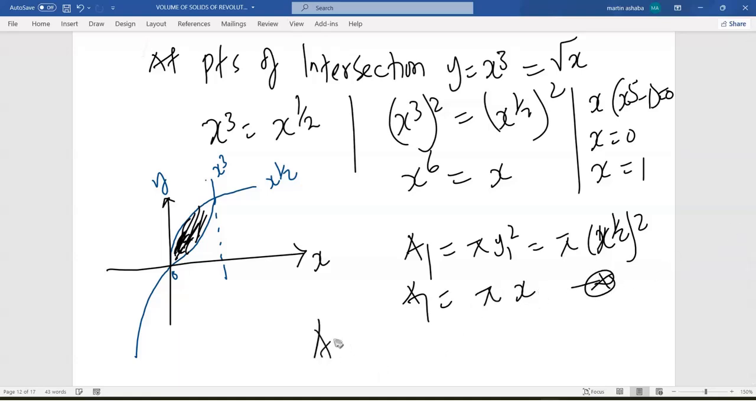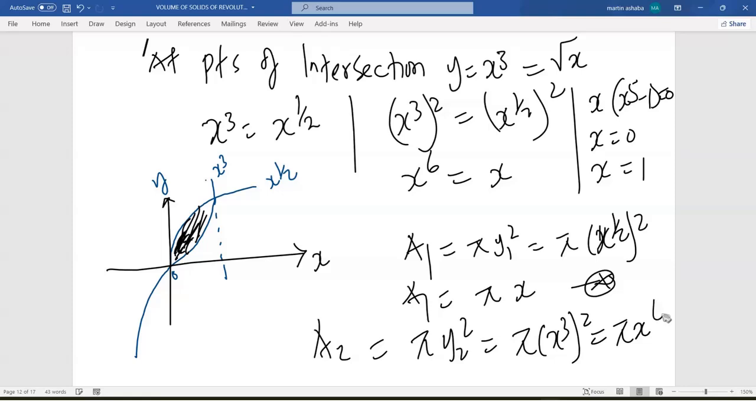What is area A2? This will be pi y2 squared. This y is going to be x cubed. So pi times x cubed squared, and this is pi x to the power 6. If I get x cubed times x cubed, I get x to the power 6 from laws of indices.